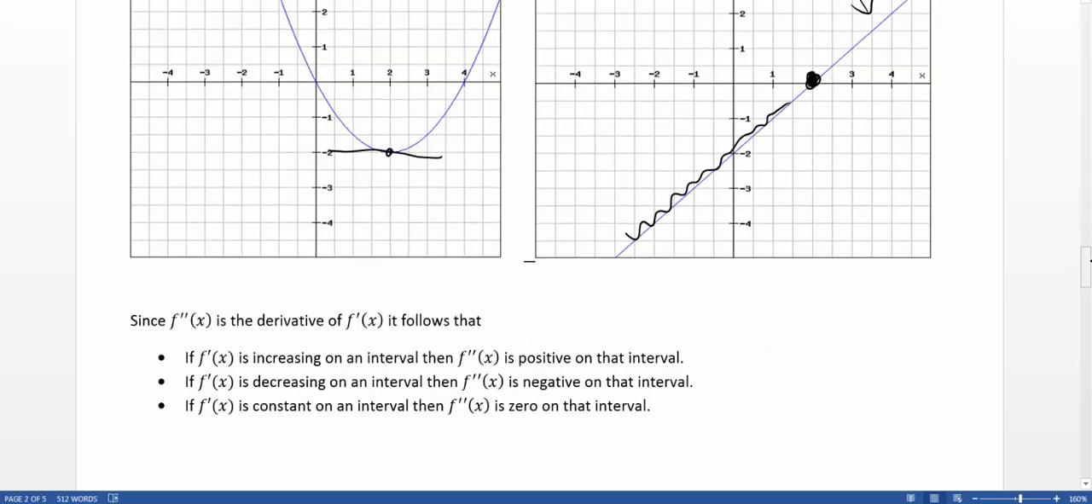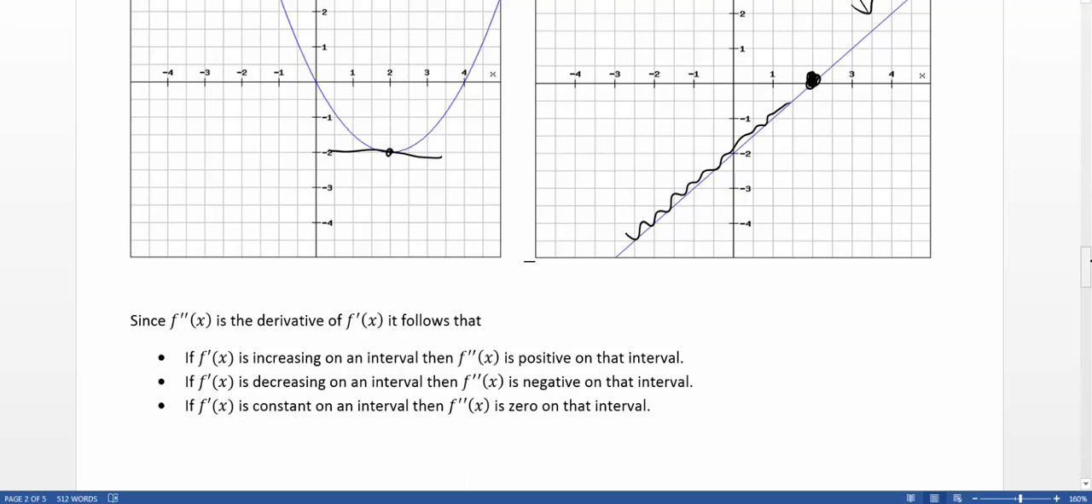Since the second derivative is the derivative of the first derivative, the same rules that we applied to the original and the first derivative will apply here. So, if f prime of x is increasing on an interval, then the second derivative is positive on that interval. If the first derivative is decreasing on an interval, then the second derivative is negative on that interval. And if the first derivative is constant on an interval, then the second derivative is 0 on that interval.